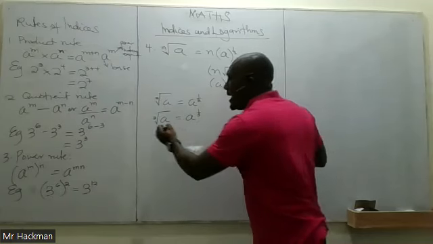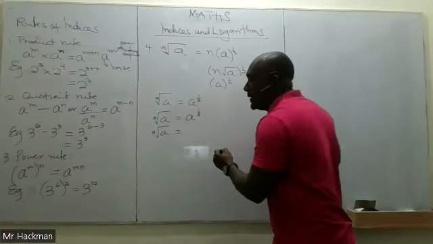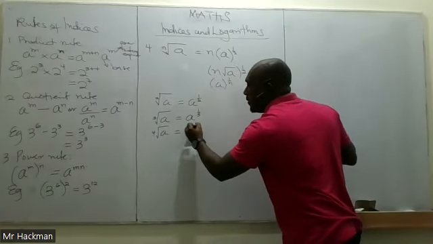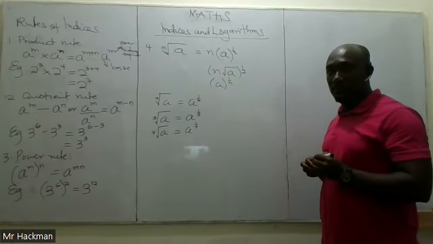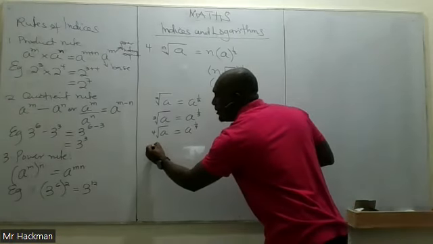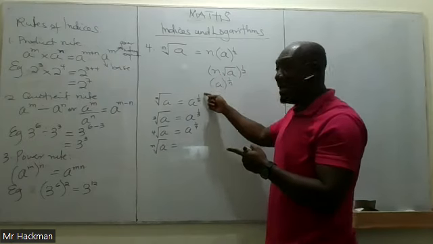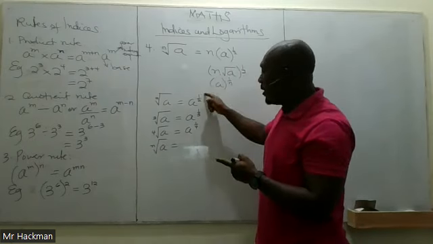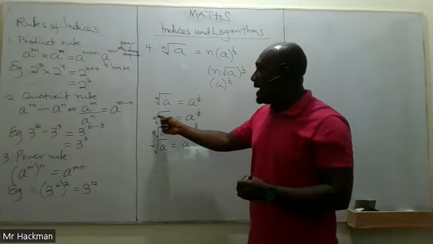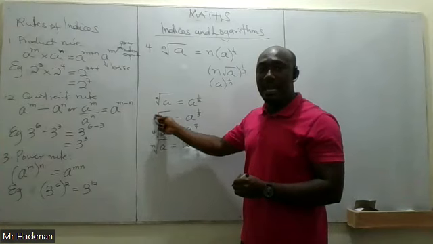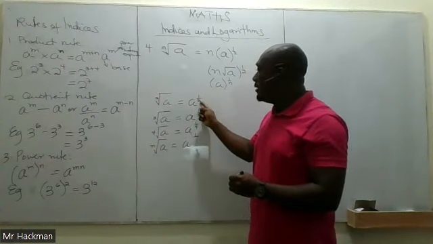Here, if I take the fourth root of a, this will give me a to the power 1 over 4. Do you agree? Yes, please. So if I have the nth root of a, study the pattern carefully: all of them give you 1 over something, but that something becomes the index that we have here. When this is 2, the denominator is 2.